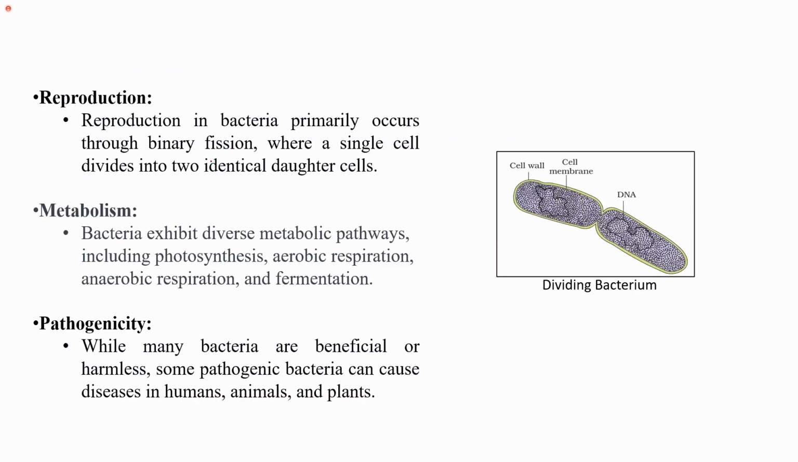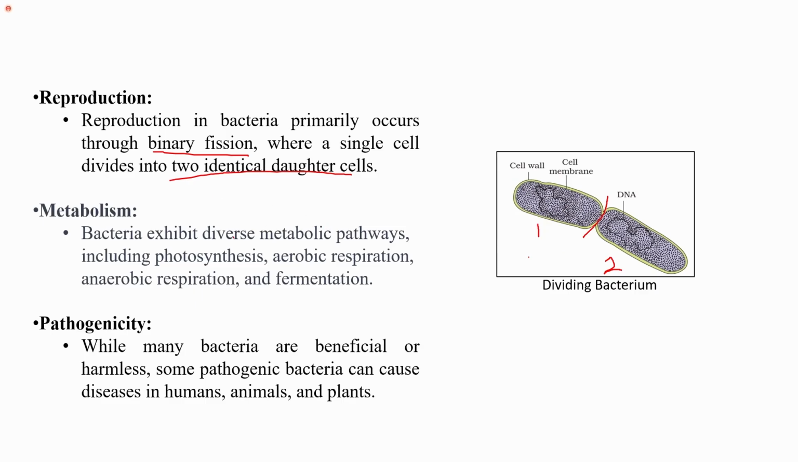Reproduction, as I mentioned, prokaryotic cells reproduce fast by the process known as binary fission, where a single cell divides into 2 identical daughter cells. So we can see here, this is an example of dividing bacteria. Earlier it was a single cell, but now this constriction has happened and the single cell is divided into the 2 daughter cells, thus by the process of binary fission, each having its own cell wall and cell membrane and the naked DNA.